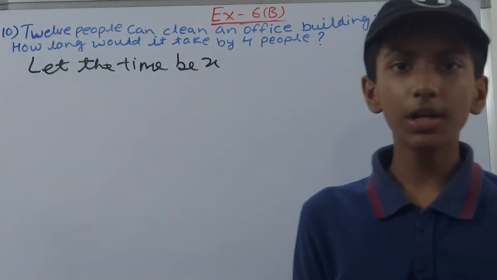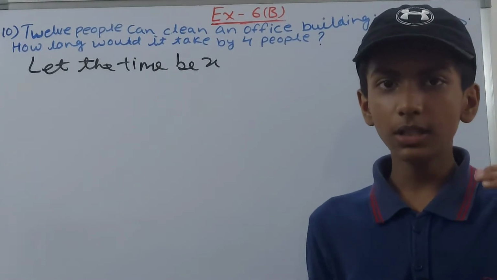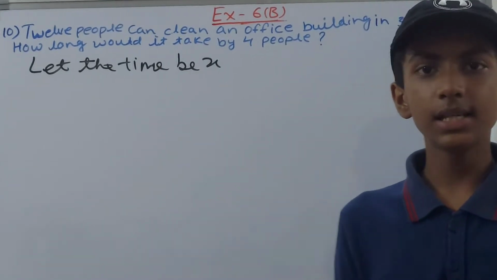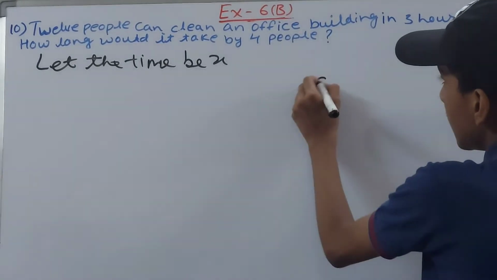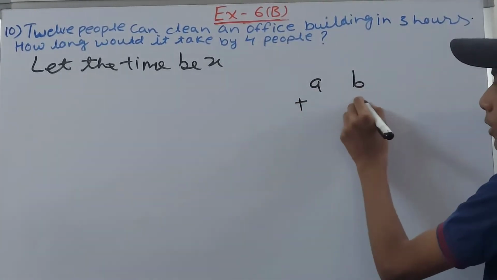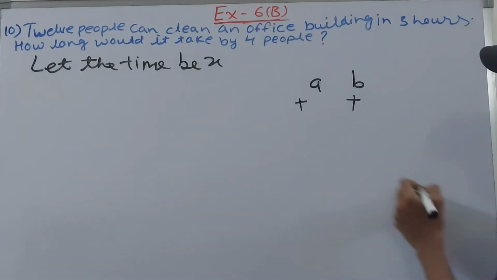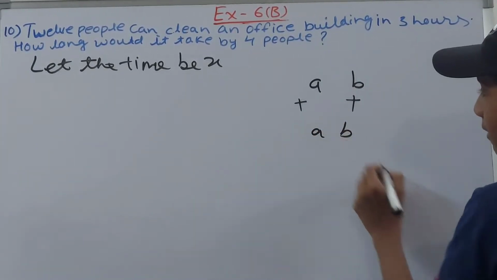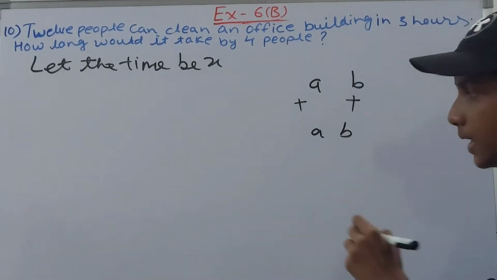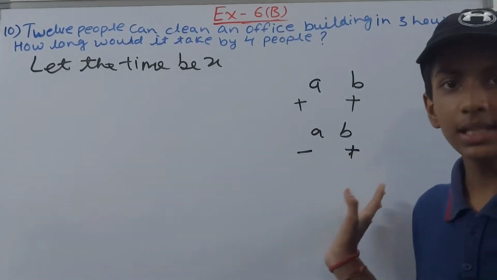Now one thing is important here, you need to study: direct variation is when we increase something in one place, the other quantity also gets increased. Suppose I have A and I have B. If I increase something in A, then B also will increase. This is known as direct variation. But if I decrease something from A, it will increase in B. This quantity is known as what?